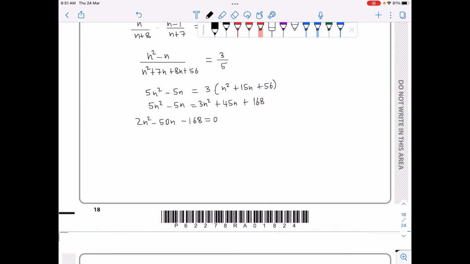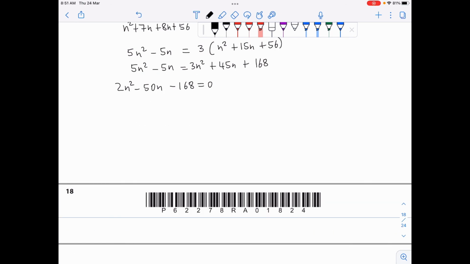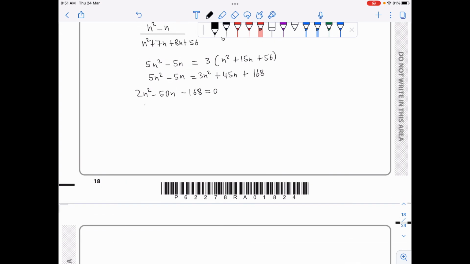All of them are even numbers, so I'll divide by 2 to make the numbers a bit smaller. N squared minus 25n minus 84. I know that I expect at least one of the solutions to be an integer, and I could try factorization, or I could use the quadratic formula.